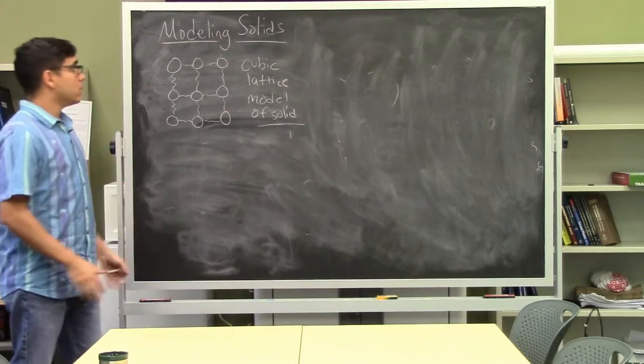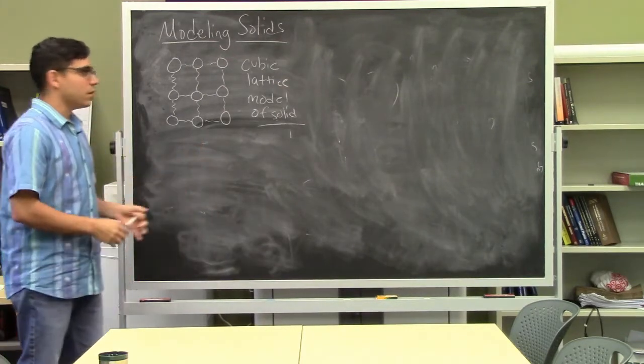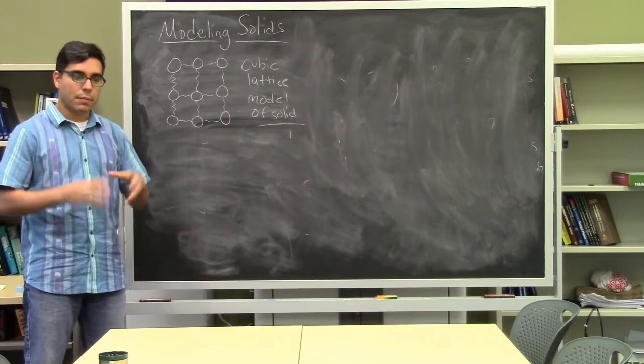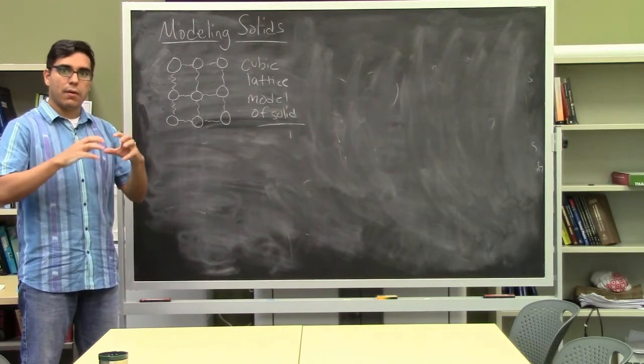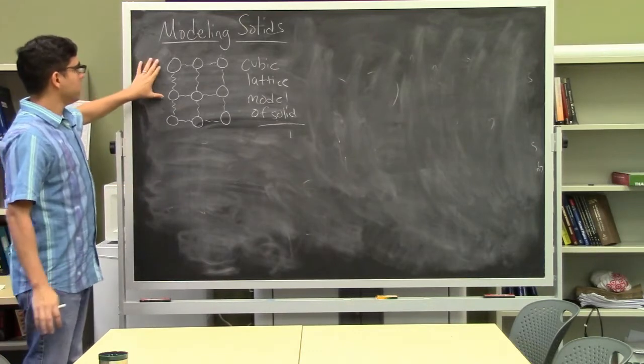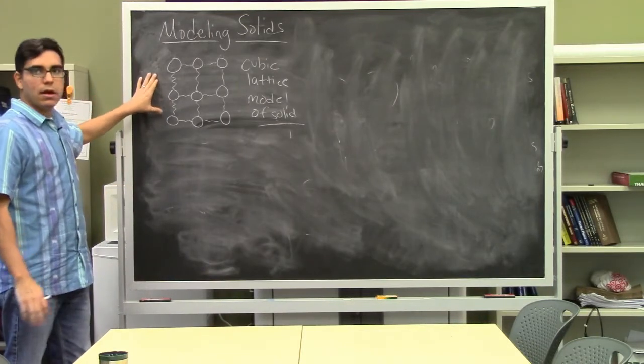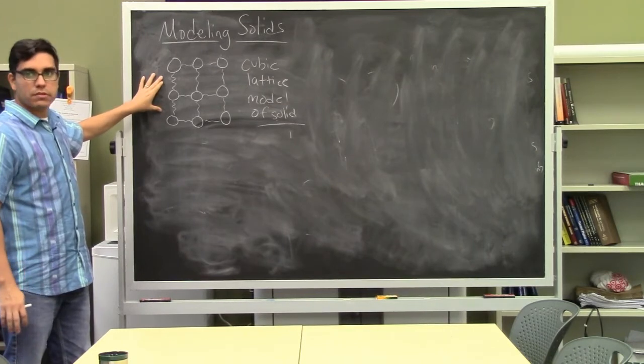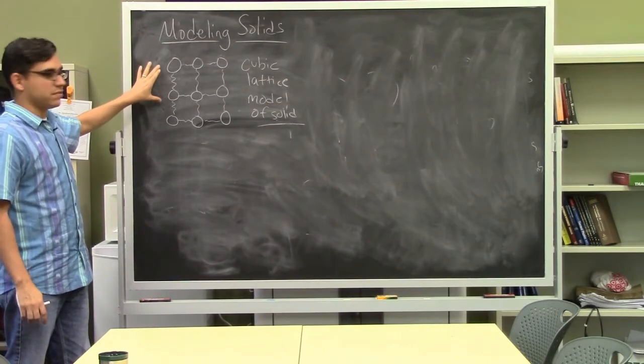All right, in this video we're going to talk a little bit more about how we model solids. So in the last one what we did was talk about atoms and how atoms are bonded together and how we can think of those bonds as springs. So here what I have is a cubic array of atoms connected by springs. This is our way of thinking about a solid.